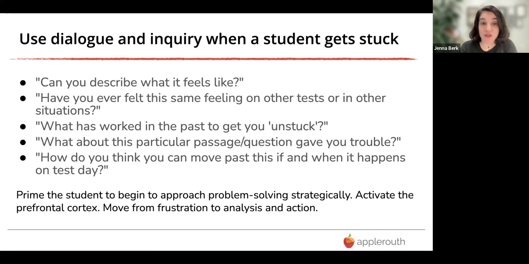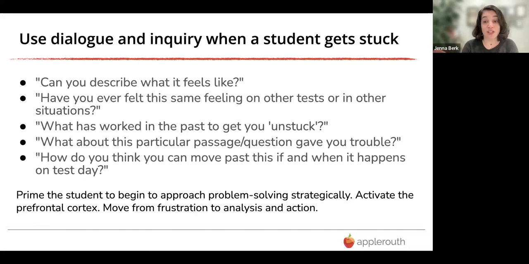So if you're working with a student and they get stuck, instead of just telling them what you think they should do, use dialogue, use good questions. So can you describe what it feels like? Have you ever felt this same feeling on other tests or in other situations? What has worked in the past to get you unstuck?